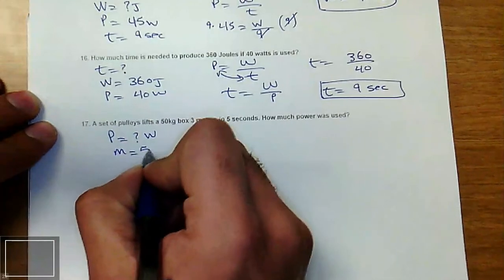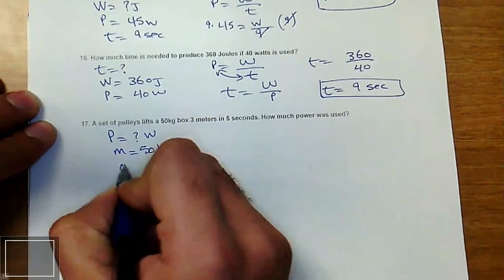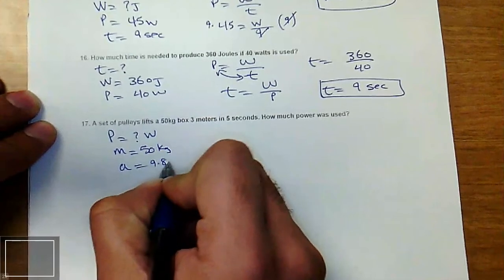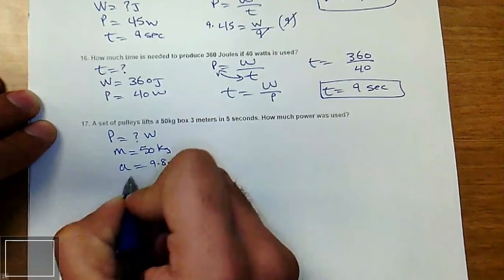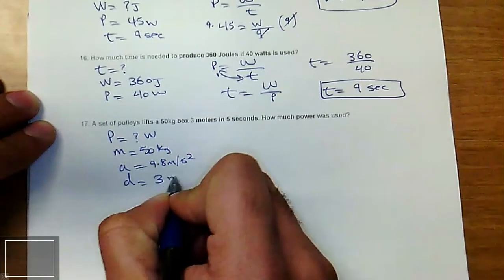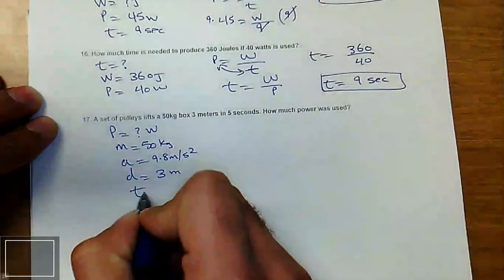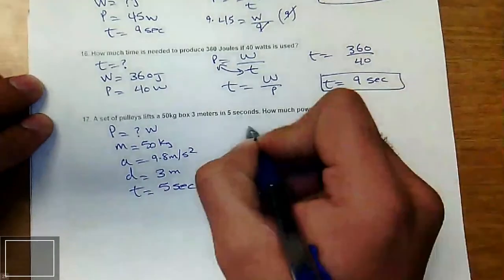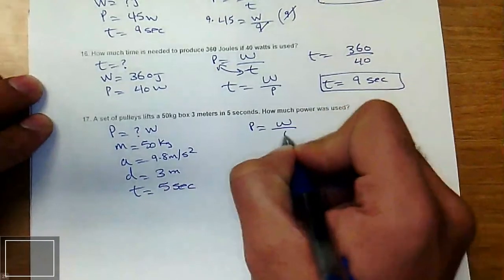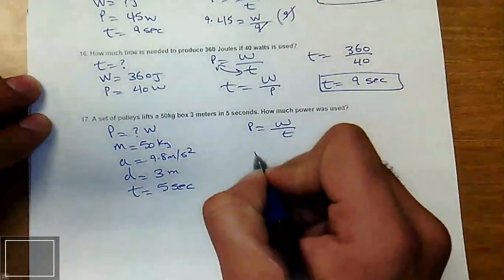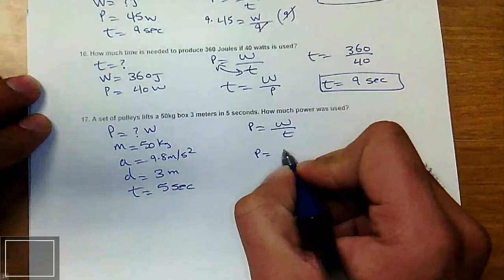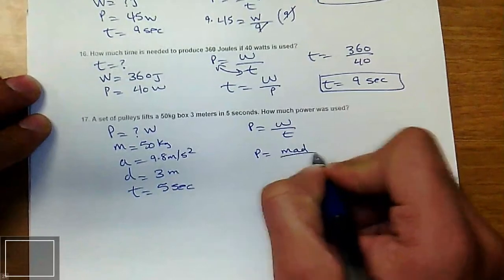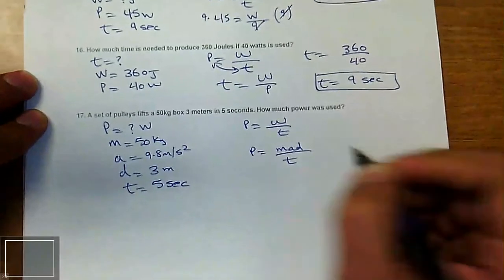So our mass is 50 kg. Our acceleration is going to be 9.8 meters per second squared. And our displacement is 3 meters. And finally, our time is in 5 seconds. Okay, so our equation, P is equal to W divided by T. Ultimately, work gets broken down into mad divided by time.